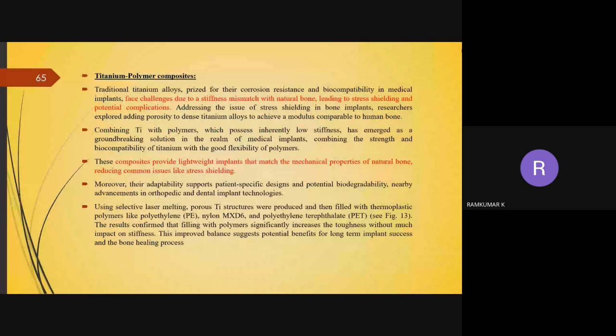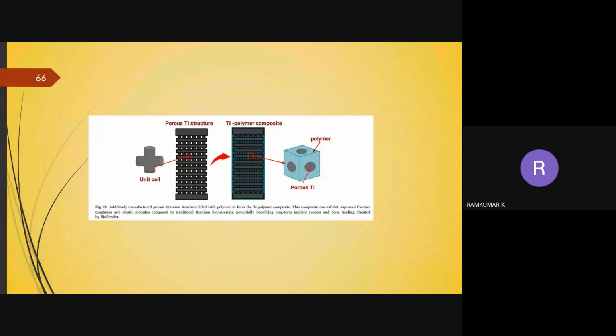The next one is about titanium polymer composites. We all know that titanium faces a stiffness mismatch with the natural bone. This may lead to stress shielding and potential complications. So the polymers are added. These composites provide lightweight implants which may match the natural bone, which will reduce the stress shielding. The polymers they are using are polyethylene, nylon, and polyethylene terephthalate. Here you can see the diagram of the porous titanium structure and the titanium polymer composites, how they are made and how they align with each other.